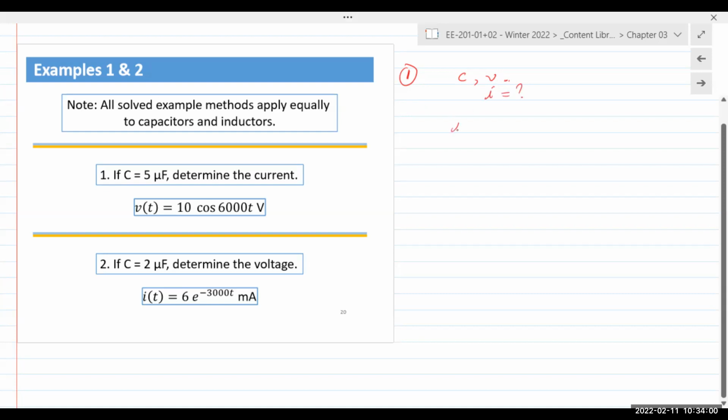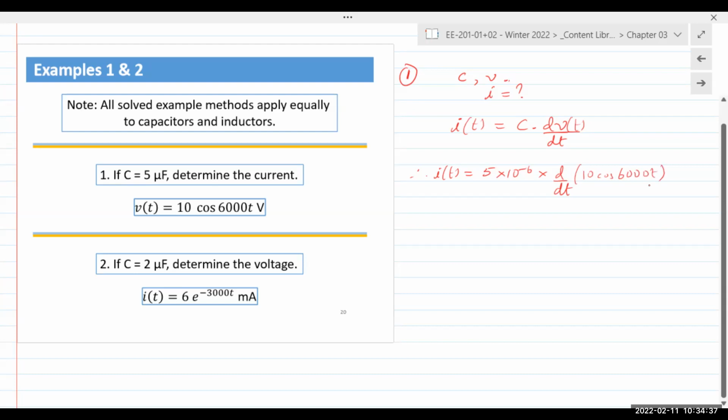So we determine that we need to use the expression C dV over dt. Right? Voltage is given to us, we are asked to find the current. There's only one equation that fits that criteria, which is C dV over dt. So we simply need to take the derivative of the provided expression. Therefore, I of t is 5 microfarads, 10 raised to minus 6 times d by dt of 10 cos 6000 t.